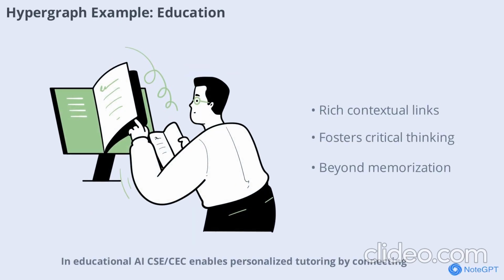In educational AI, CSE-CEC enables personalized tutoring by connecting historical events through rich contextual links. For example, when explaining the causes of World War I, the model balances nationalism, Balkan tensions, and alliance triggers, offering students a deeper understanding of how and why events interrelate. This approach moves beyond rote memorization, fostering critical thinking and exploration.